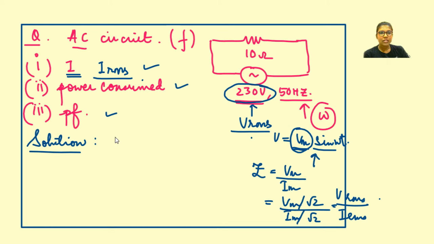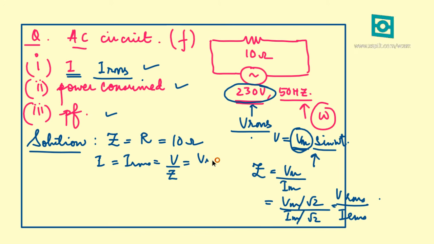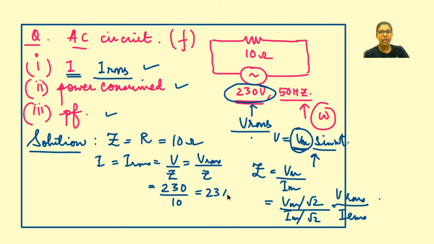Now how do we solve this? For a given question, what is the value of the impedance? And this is a resistive circuit, Z is equal to R, which is 10 ohms. How to find out this I? This I is basically IRMS. So it will be V upon Z, which is VRMS upon Z. VRMS is given as 230 upon 10, which is 23 amps. Is this thing clear?